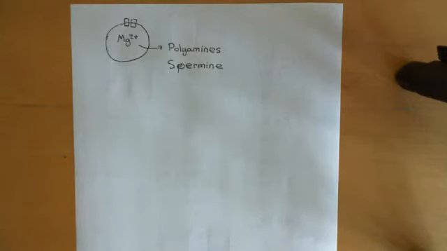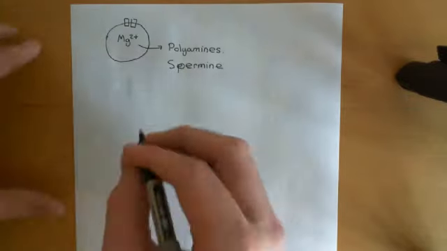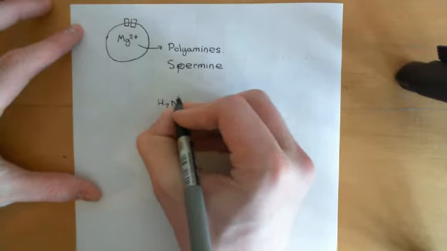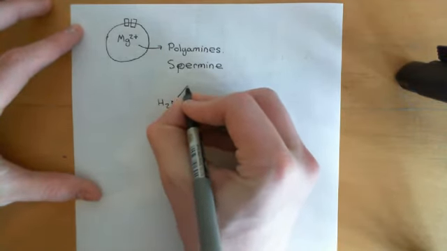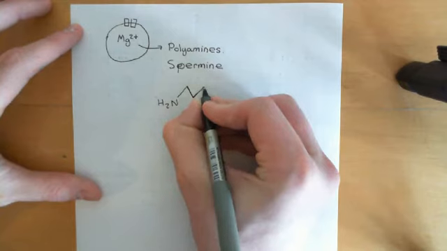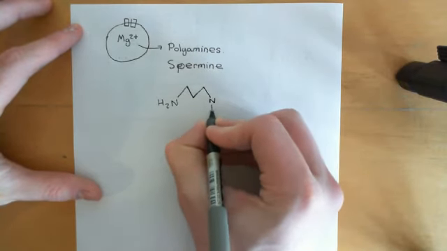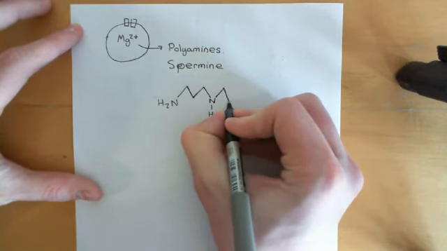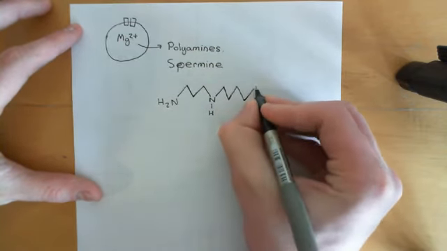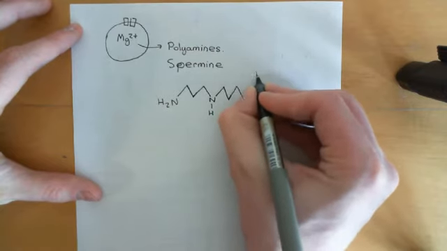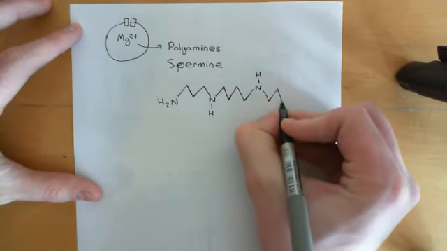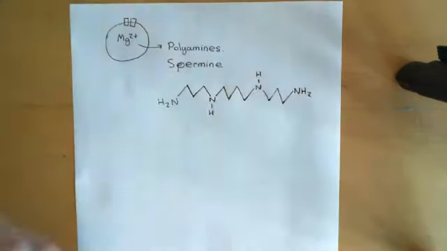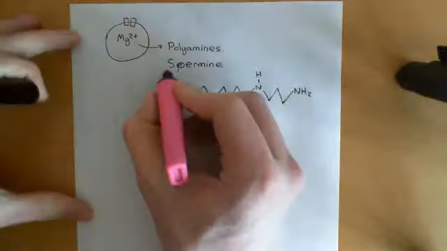So let me show you the polyamine spermine then. It's actually got 4 amino groups, so I'll draw its skeletal structure. So here's the first amino group, then you've got 3 carbons, like so. Then another amino group here, which is a secondary amine group rather than a primary amine group. Then 4 carbons, like so. Then another secondary amino group here. Then 3 carbons, and then a final amino group here. So this is the molecule spermine.